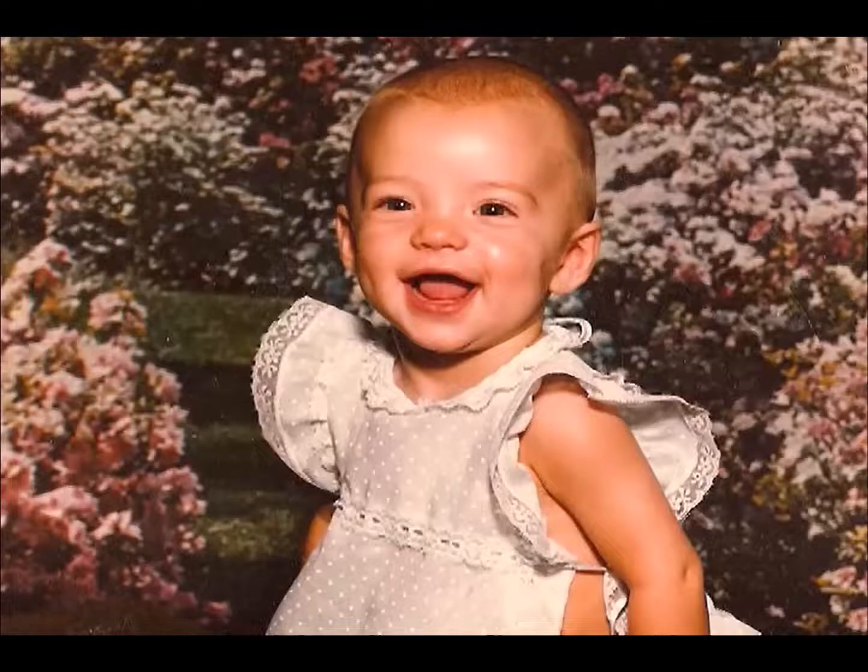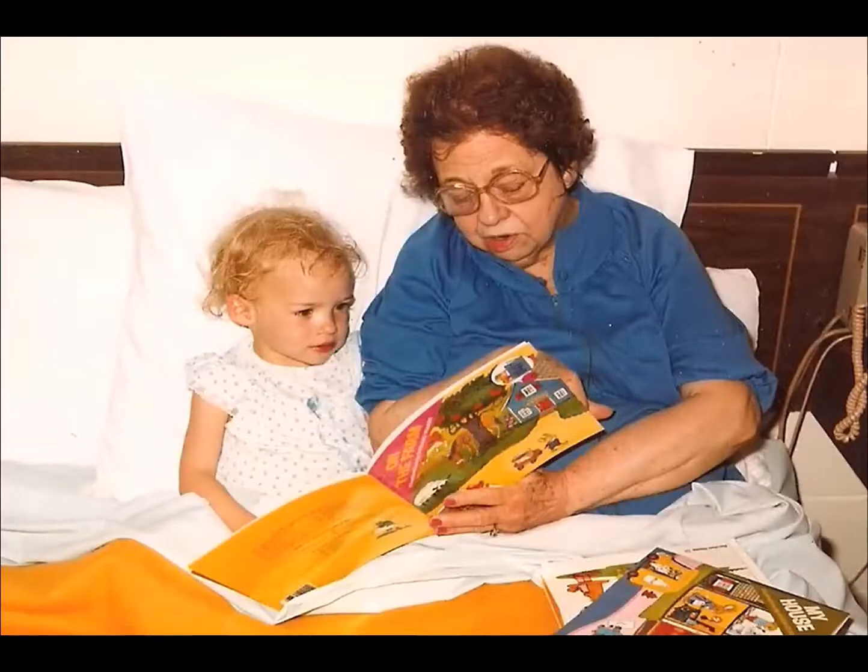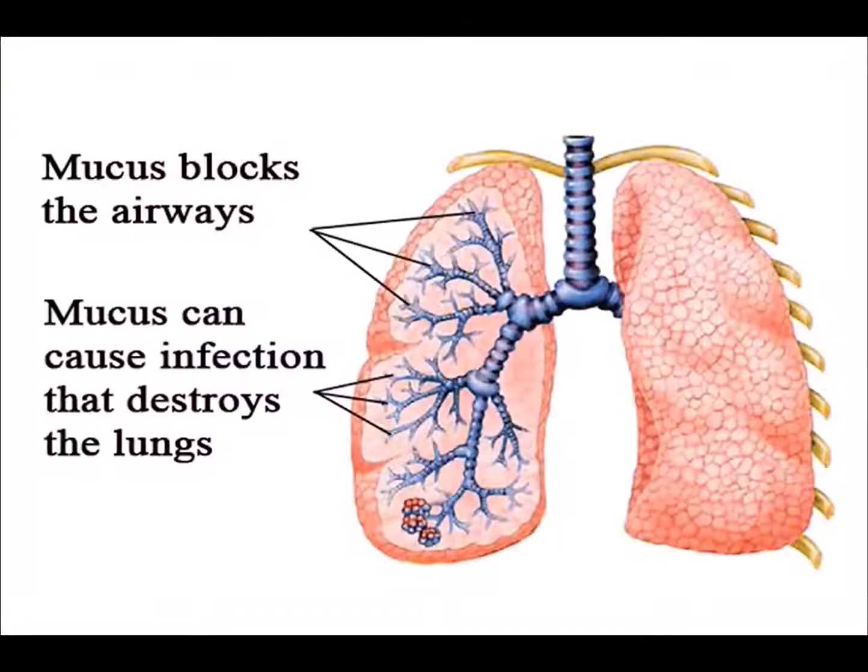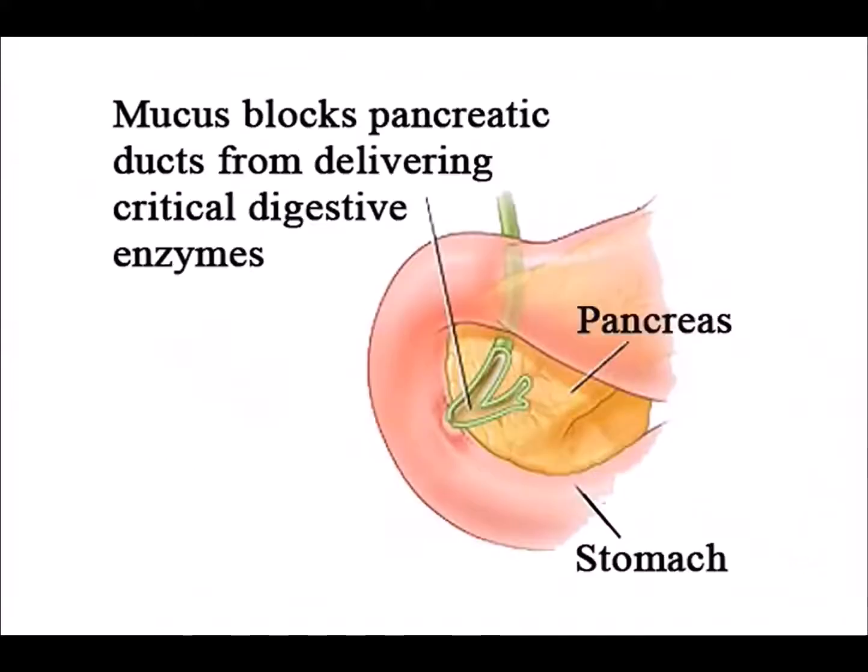Hi, I'm Missy Ayers. I'm 29 years old. I live in Minneapolis, Minnesota, and I was diagnosed with cystic fibrosis when I was 2 months old. Cystic fibrosis is a disease that affects my lungs as well as my pancreas. It causes my lungs to have a thick, sticky mucus buildup, and also your pancreas is blocked with this mucus.